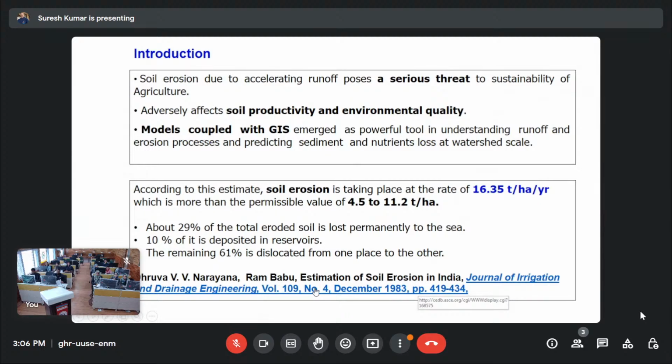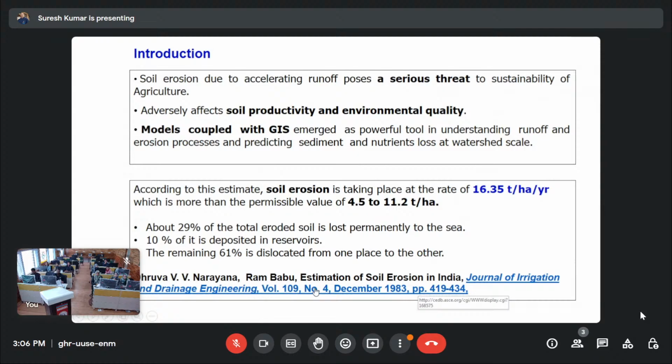About 29% of total eroded soil is lost permanently to the sea. So because of erosion, your soil gets removed from your area and lost to the sea. It has been estimated that 10% of the sediment or soil gets deposited in reservoirs, lakes, or other water bodies. And 61% of the total erosion gets dislocated from its original place. So you can say that about 40% is removed forever and 60% gets redistributed over the area. In some fields it is removed and in other fields it gets deposited.